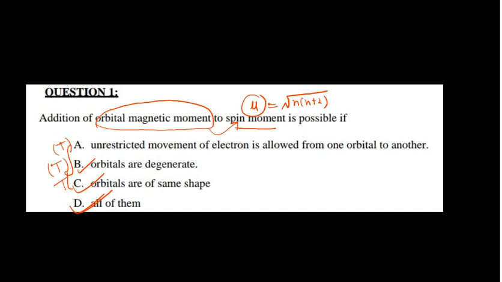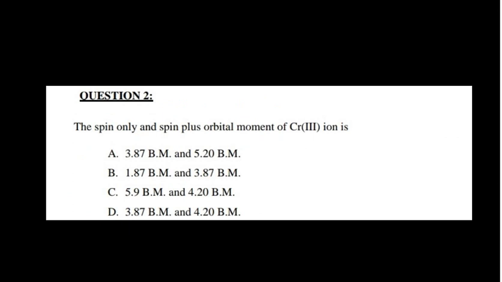Now moving to the next problem, which is about the spin-only and spin plus orbital moment. See guys, again it's a very, very simple problem. I can solve this particular problem. First of all, it is asking for the spin-only formula, which I have just given you. It will give you √(n(n+2)), and your chromium is in the +3 oxidation state. It simply means it's a 3d3 system, and a 3d3 system means it has 3 unpaired electrons.